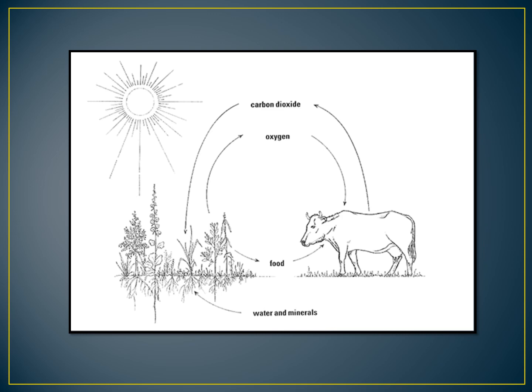The cow in this perfect little ecosystem is grazing on the plants, so the plants represent a source of food to the cow. The cow uses the oxygen that plants produce to respire, and in the process of respiring, that cow is giving off carbon dioxide, which in turn is used by the plants. So it's a perfect little diagram, a perfect little ecosystem.